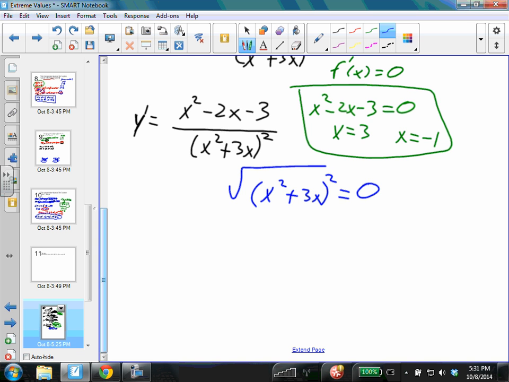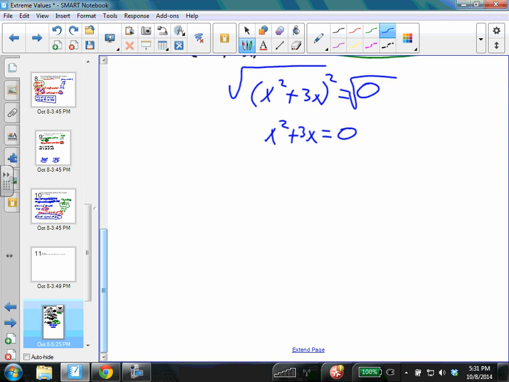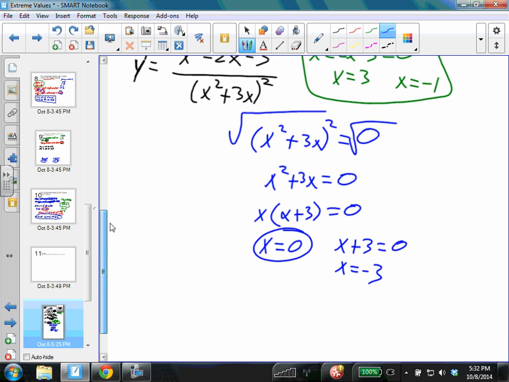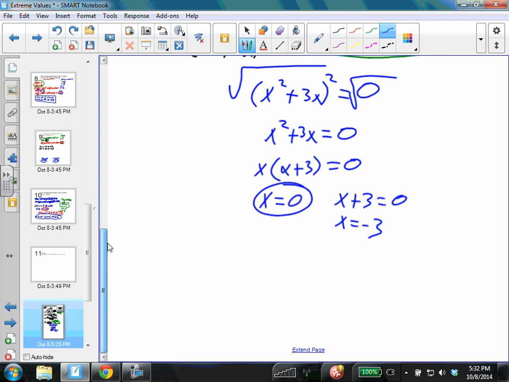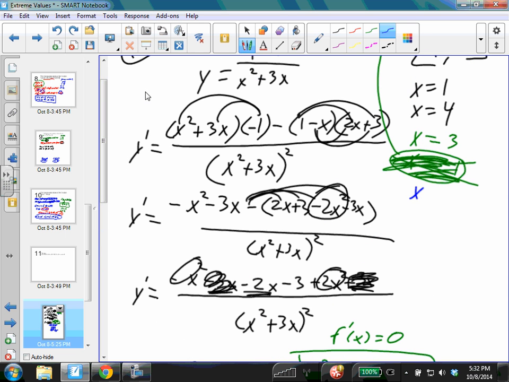So the first thing I'm going to do to solve this is take a square root. That leaves us with just x squared plus 3x equals 0. Now I'm going to factor out an x. So x, and if I factor that out, I'll get x plus 3 equals 0. So now I have x equals 0 and x plus 3 equals 0. Well, this one's solved, and this will be x equals -3. So let me go back and add those two: x equals 0 and x equals -3.